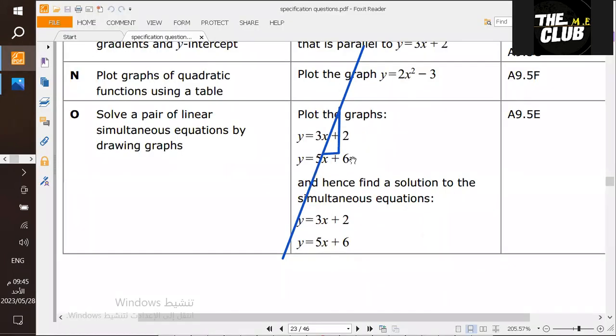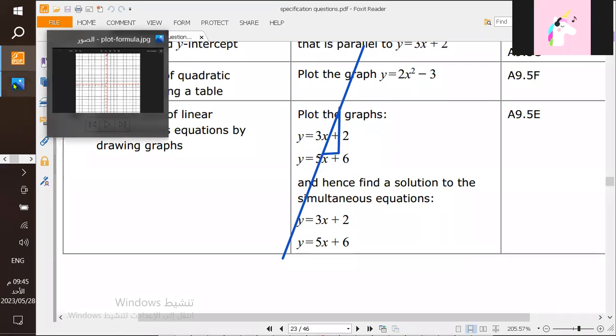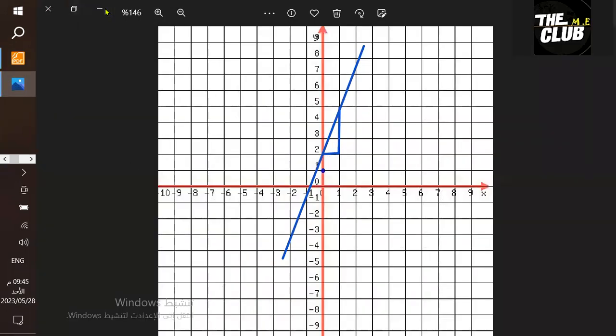5x plus 6, right? So it starts from 6 and you go 1 and then go 5 up. Yes, starts from 6 and you go 5 up, right? Let's make it another color. 1, 2, 3, 4, 5. I don't have space for that, but I'll put it here. And then you just match these points like this. See them?